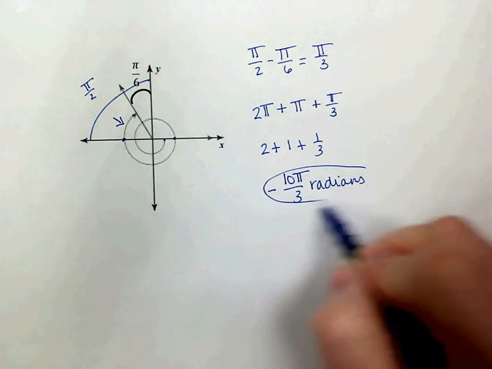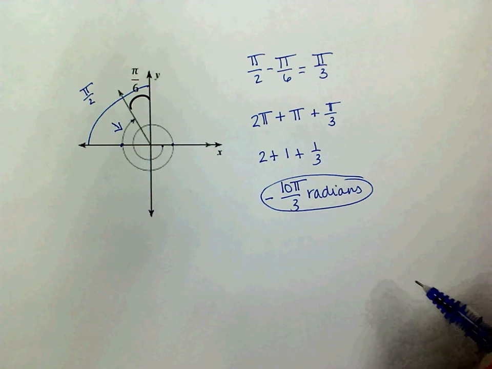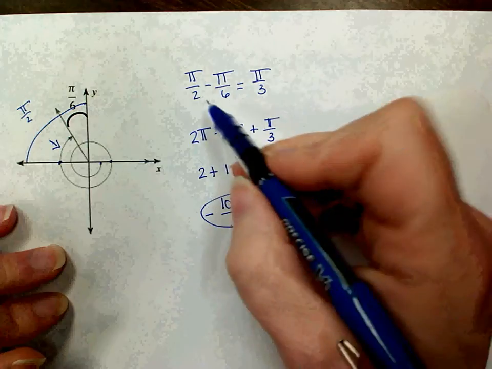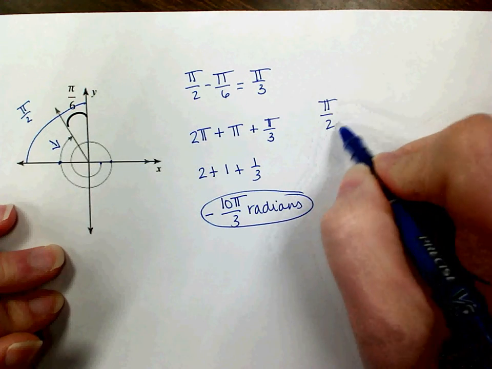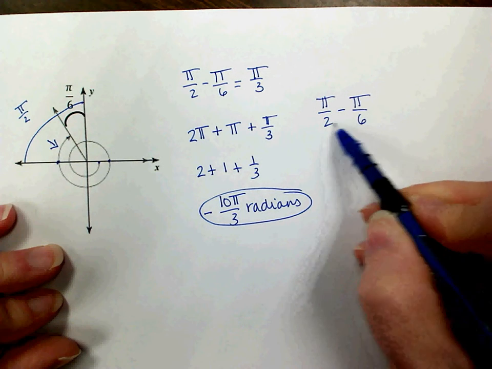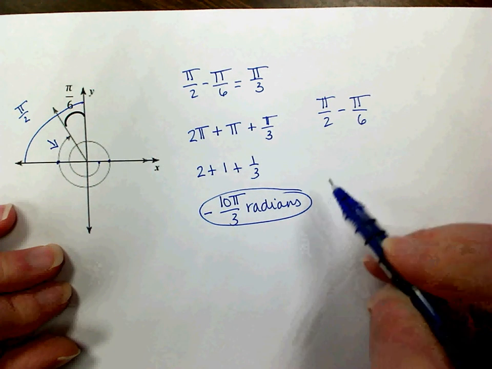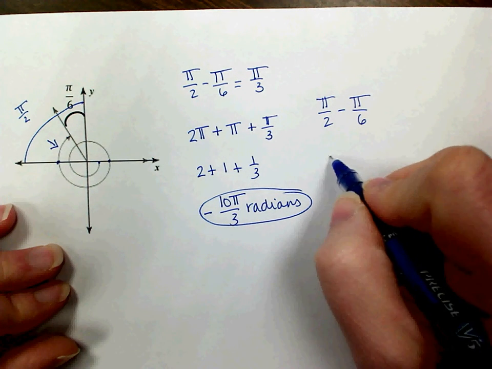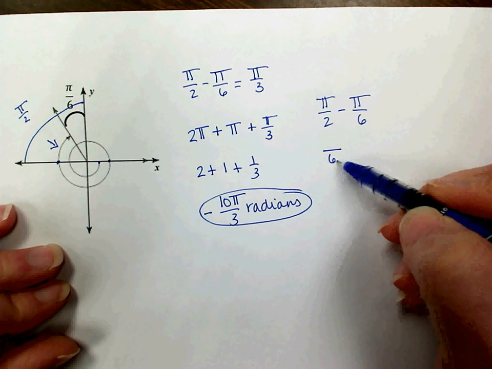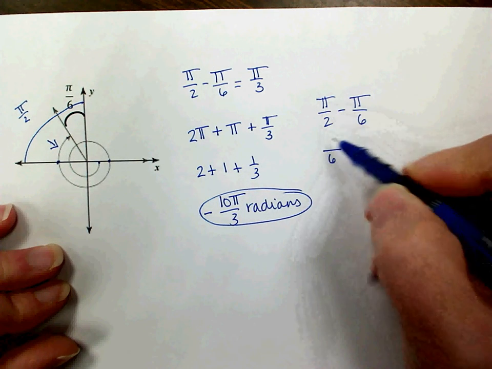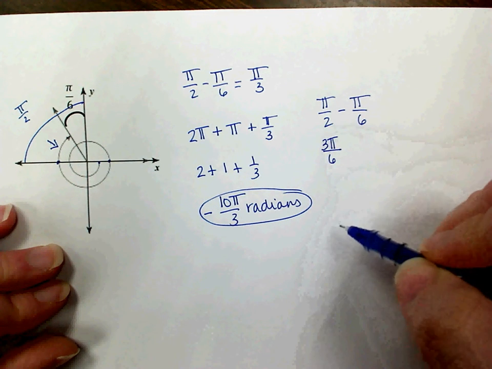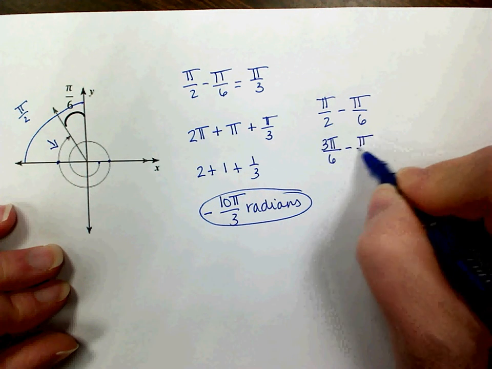If you don't have a calculator that does fractions, you should be able to do these by hand. They're not that difficult. If you're doing pi over 2 minus pi over 6, you have to have a common denominator. So the least common multiple of 2 and 6 is 6. So you want to change the pi over 2 so that it has a denominator of 6. 2 times what is 6? 3. So you have to multiply the numerator by 3. So it'd be 3 pi. 3/6 and 1/2 are equivalent. So now I can subtract pi over 6 from 3 pi over 6.